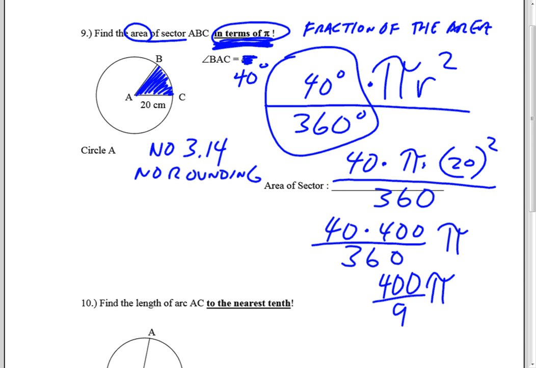We just attach the pi symbol with it. So I know the answer is not 400 over 9. It's 400 over 9 times 3.14 or whatever pi is going to be. This is area. So what units do I attach to that? Centimeters squared. That is considered an in terms of pi answer. It's in lowest terms. The pi symbol is there because we still haven't multiplied by it yet. And as long as we do that, it's still considered to be exact for a little while.